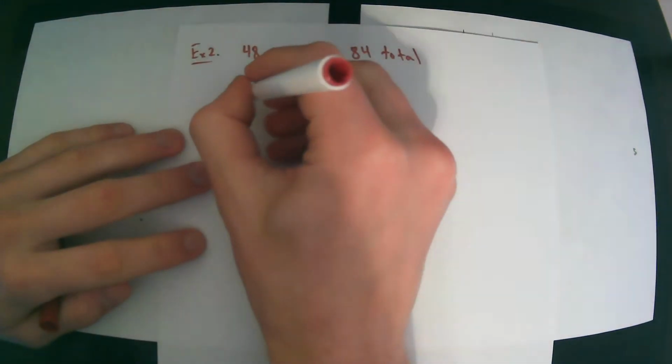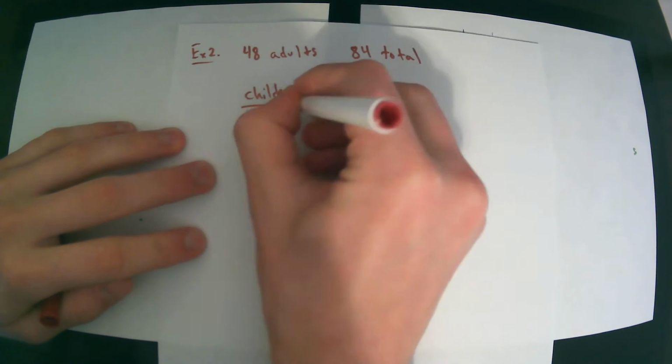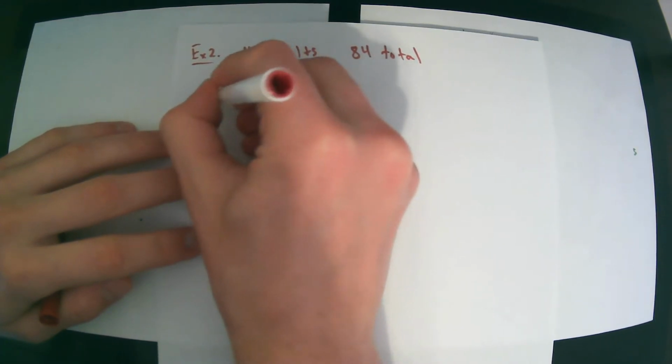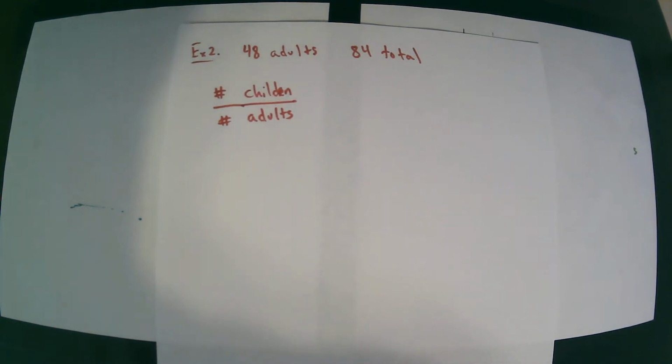What is the ratio of children to adults who swim at the YMCA? So we want children, we want some number of children per some number of adults. And then it says, write the ratio in lowest terms as a fraction or with a colon. So that just means make sure your ratio is simplified.